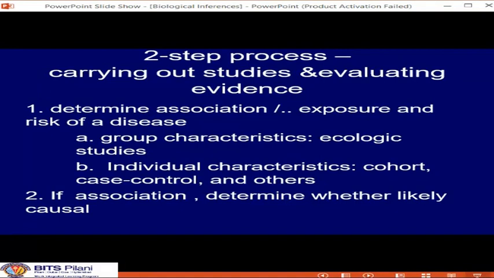Similarly, once you have made this association, and you know from previous lectures that if the relative risk or the odds ratio is more than one, then you say, oh, there is an association. If it's less than one, similarly, we can say that it's protective. Then the next step is, is this a chance association or is it really causal? So there are two steps to making biological inferences. One is, is there a risk at all? Is the relative risk or odds ratio significantly more or less than one? And the second step is, if there's an association, is that really causal or is that a chance finding?